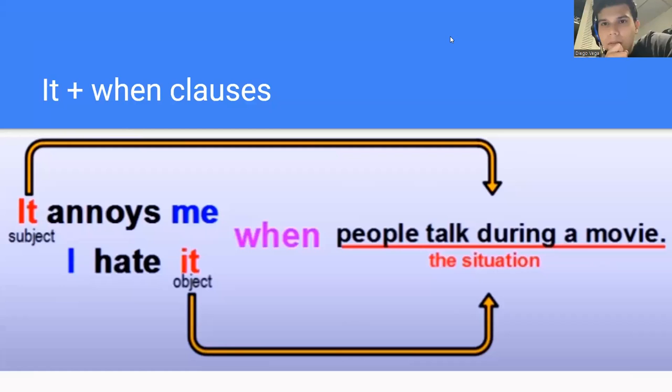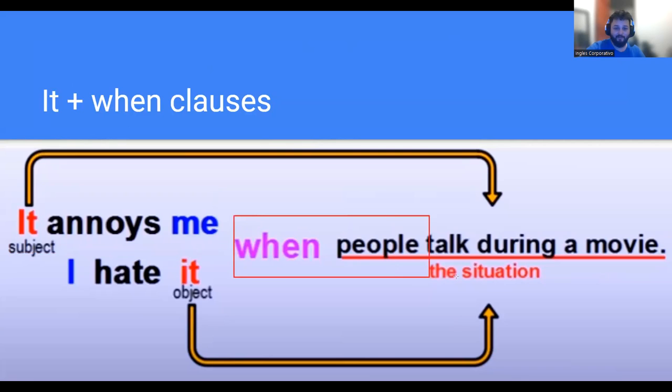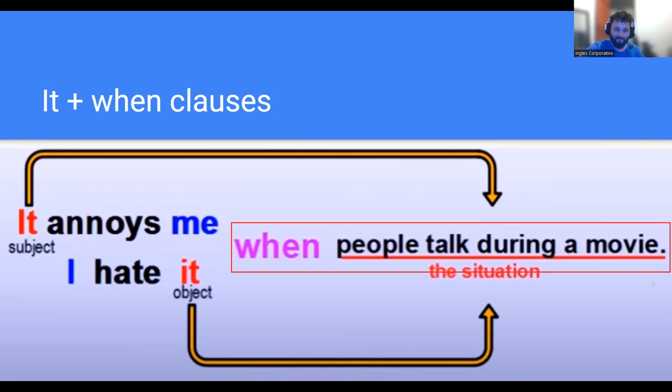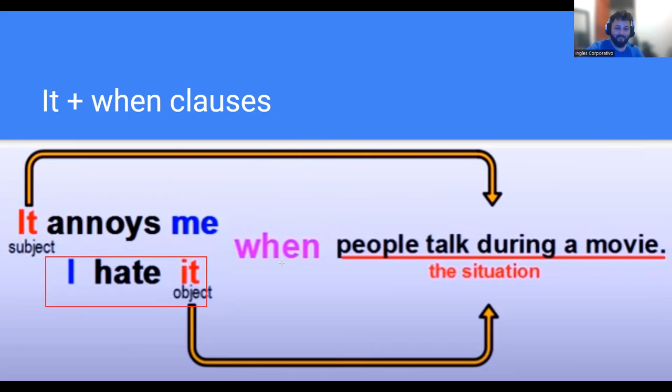So you can see one of those examples here is, it annoys me, right? And then you got the relative clause here. When people talk during a movie, is this a relative pronoun or a relative adverb? It is a relative adverb. The relative adverb, right? And this is a relative clause, right? So it annoys me, or I hate it when people talk during a movie, right? And that's so you can talk about things that you really don't like, okay?